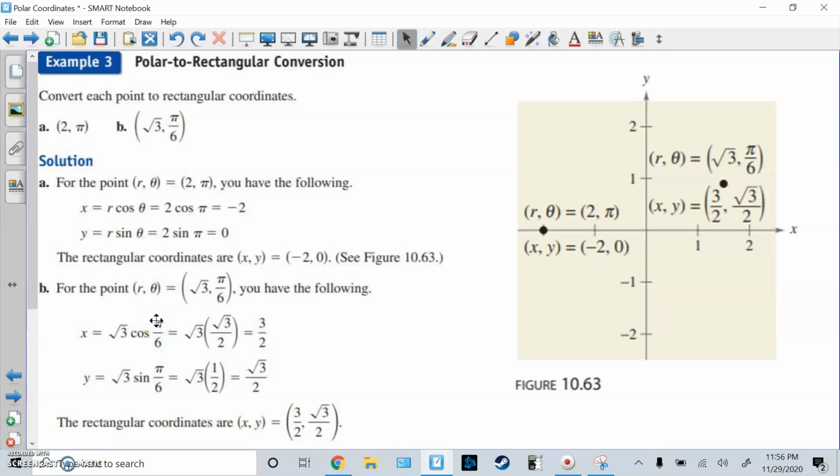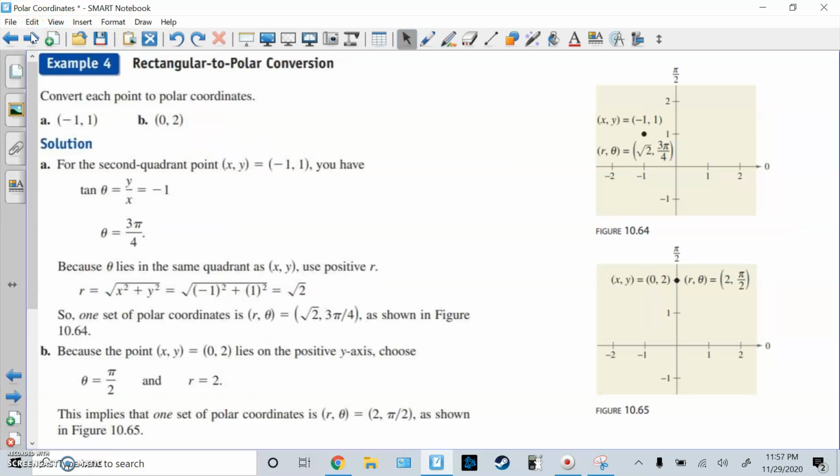Cosine pi over 6, you should know by using the unit circle, it's root 3 over 2. So root 3 times root 3 over 2 is 3 over 2. Then for y, root 3 times sine pi over 6, that's 1/2. Root 3 times 1/2 is root 3 over 2. So that's the rectangular coordinates. 3/2 comma root 3 over 2 is the same thing as root 3 comma pi over 6 in polar.